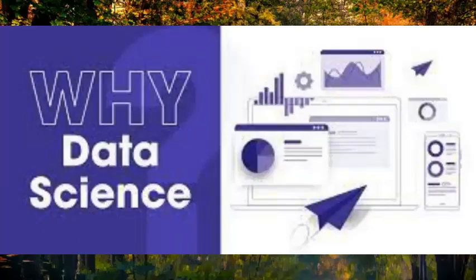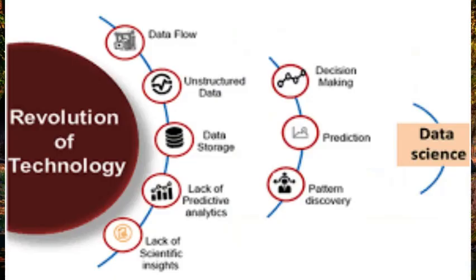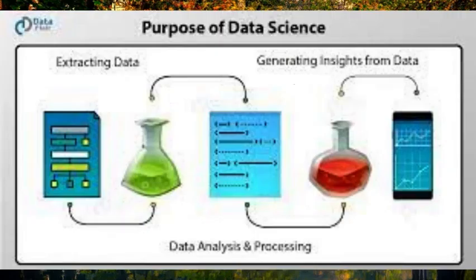So now we come to why there was a need for data science. Because of the revolution of technology, where data used to flow, it was unstructured, then it used to be stored, then there was a lack of predictive analysis, lack of scientific insights, then decisions were to be made, predictions were to be made, then pattern discovery was done, and then we came to a science which is known as data science. This is a series of patterns in which the world of innovations works. So till now we were talking about the evolution of data.